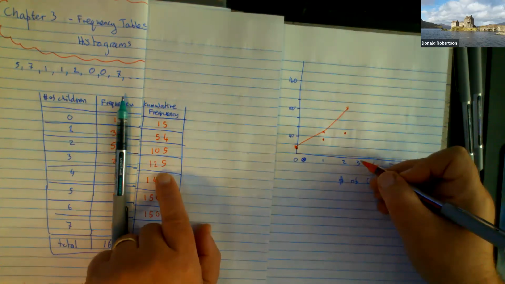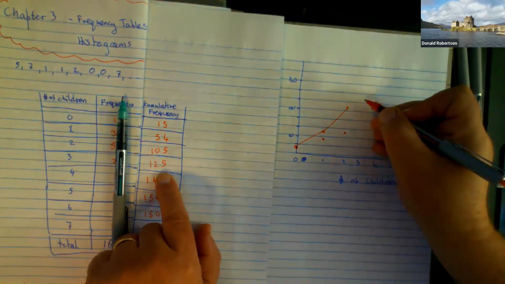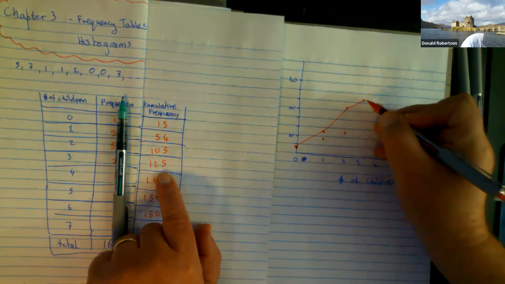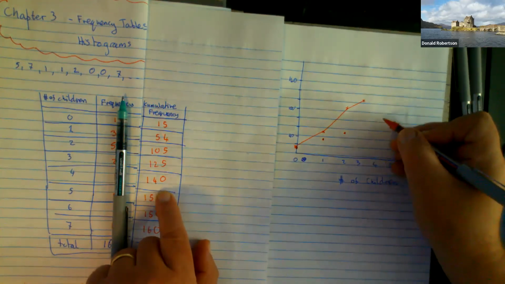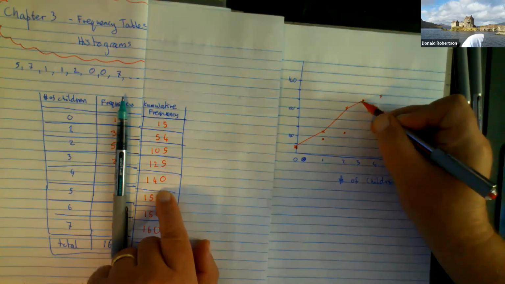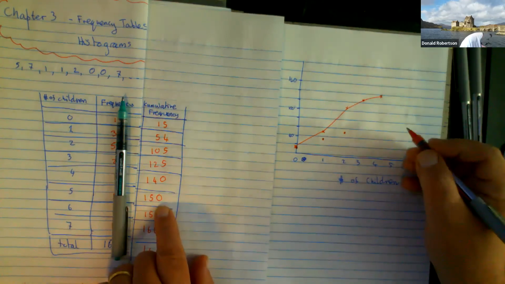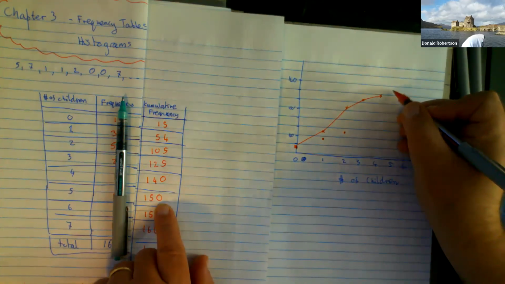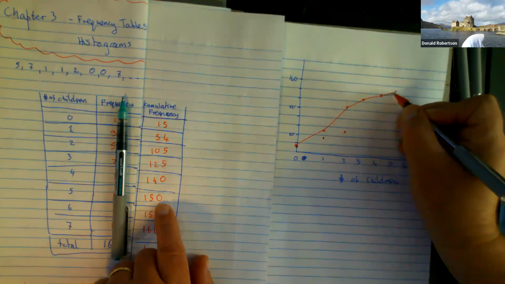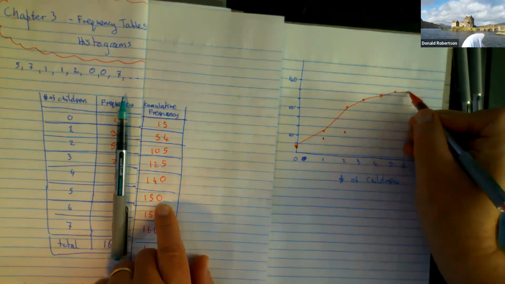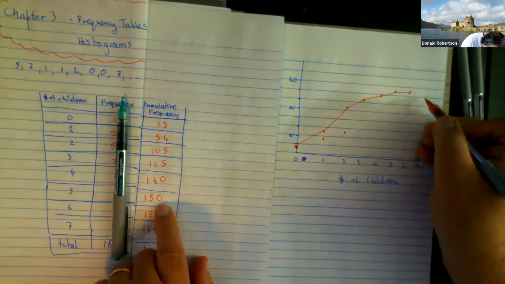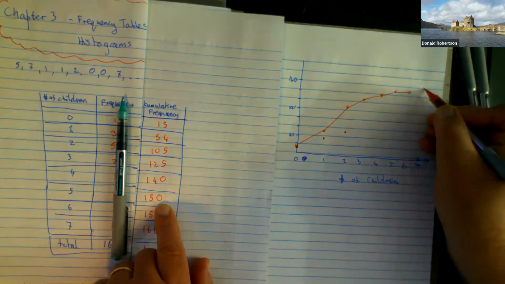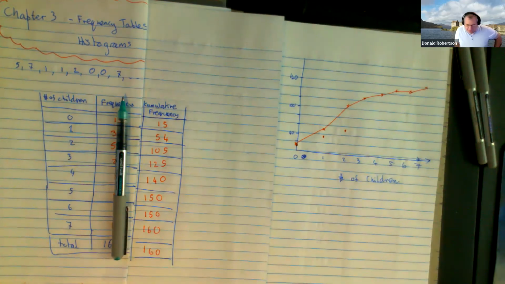3 is 125, which is about here. 4 is 140, which is here. 5 is 150, which is about here. 6 is 150, which is same place. And 7 would be here. And there is a cumulative frequency diagram.